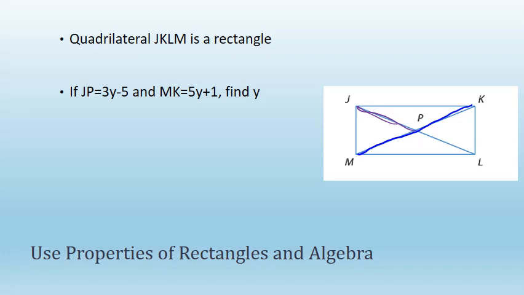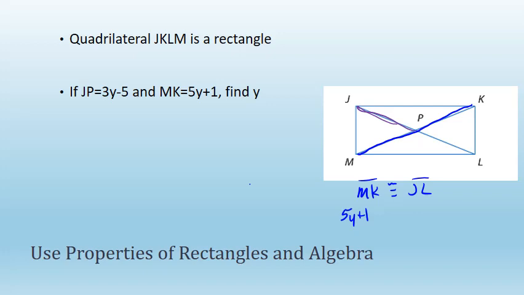So we're using the properties of rectangles. We're told it's a rectangle. And given that it is a rectangle, then that means that the diagonals of the rectangle are congruent. So MK is going to be congruent to JL. And we know that MK is equal to 5y plus 1.